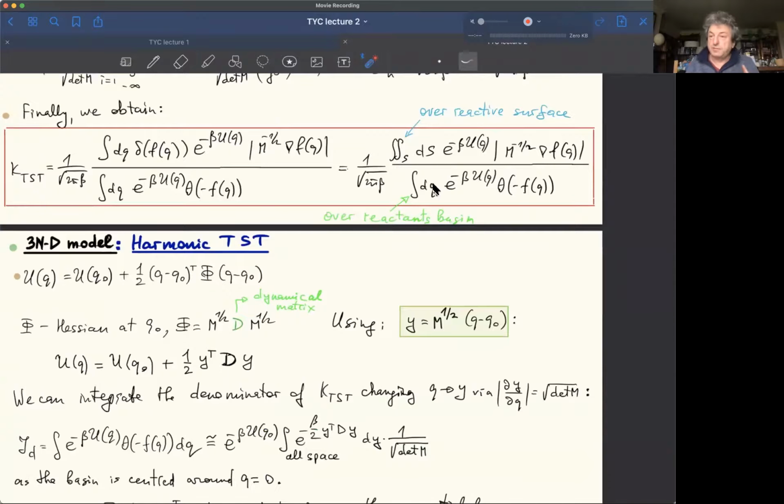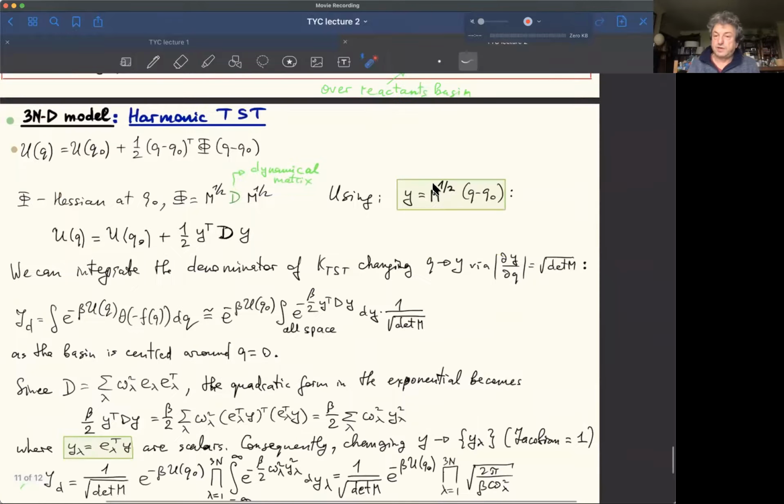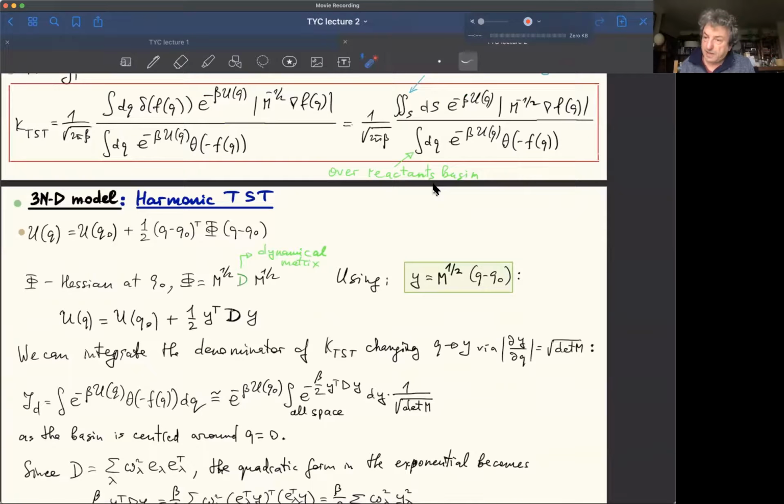Now let's see what will happen if we choose a harmonic potential energy surface. If we choose a harmonic potential energy surface, it happens to be here and here. And then we need to do this integration. And I will show you that integration can actually be performed analytically. And then we will arrive at the Vineyard formula I showed you at the very beginning.